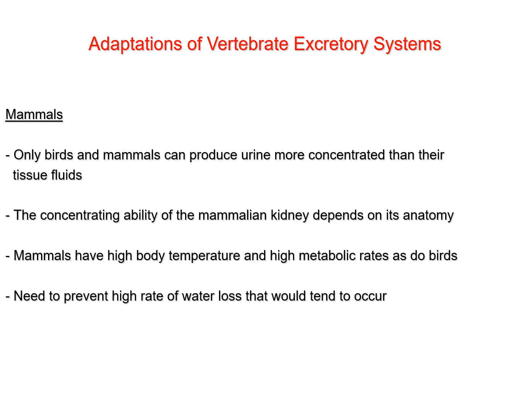So in mammals, the concentrating ability of the kidney is possible because of the anatomy, like everything really. The anatomy, the structure subserves function. Mammals do have a higher body temperature and higher metabolic rate, as also do birds. And in order to prevent a high rate of water loss, they have to be able to concentrate their urine and put it out in a quite concentrated form.